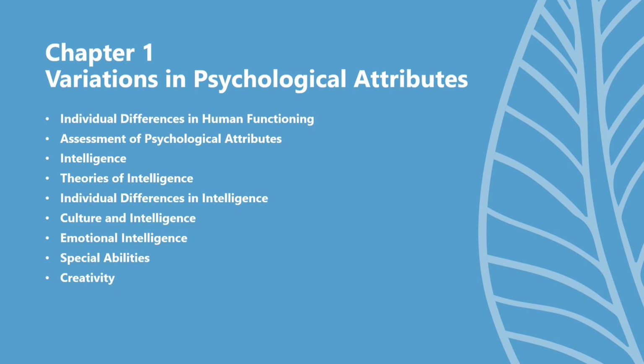Chapter 1 is variation in psychological attributes. Today we will revise about individual differences in human functioning, assessment of psychological attributes, intelligence and theories of intelligence. Rest we will do in the next video.